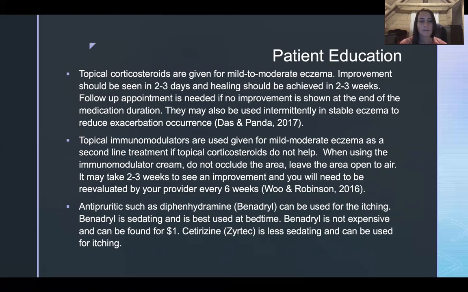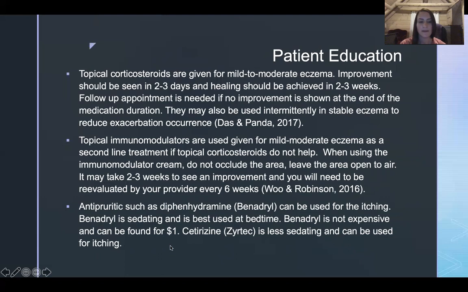It has also been proven that the use of topical corticosteroids intermittently in stable eczema can reduce exacerbations. The topical immunomodulators are given for mild to moderate eczema as a second-line treatment if the topical corticosteroids are not therapeutic. When using immunomodulators, patients need to be educated to not occlude the area, but leave it open to air to dry, and it may take 2 to 3 weeks to see an improvement. This is a long-term therapy, so the patient needs to know that they will need to go back to the doctor every 6 weeks when on these medications.